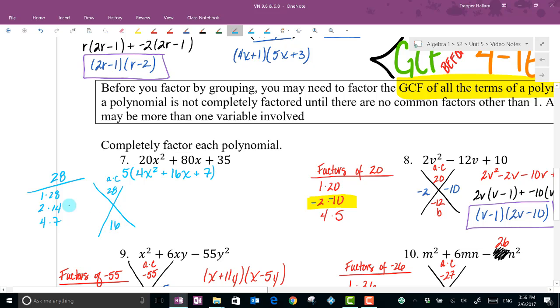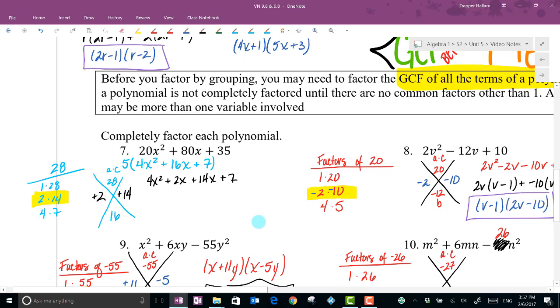And that looks like a positive 2 and a positive 14. So there's the 2 factors that we want to use. I'll switch colors here. So we're going to have a positive 2 plus a positive 14. Now we're going to break this middle piece up into 4 terms. So we're going to have 4x squared plus 2x plus 14x plus 7. So we just took that 16 and broke it up into our 2 factors found by our x.